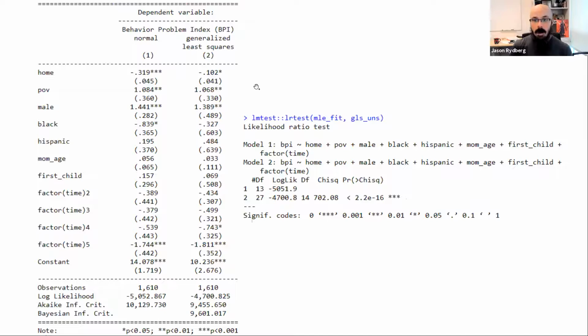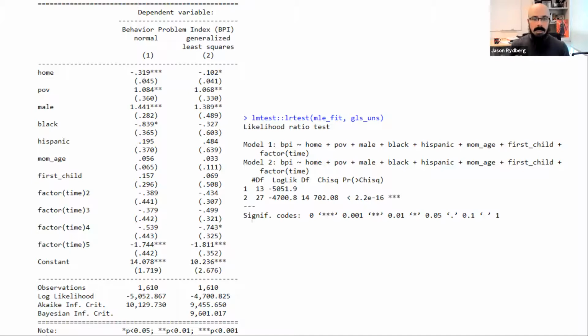If we compare across, we can actually see that there's some similarities and some differences. So for instance, for our poverty effect, this really has not changed that much. But look at the size of our home environment effect. That has changed quite a bit. It's decreased by about 60%. I think that's right.